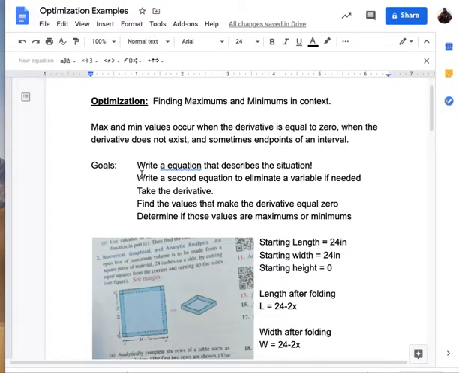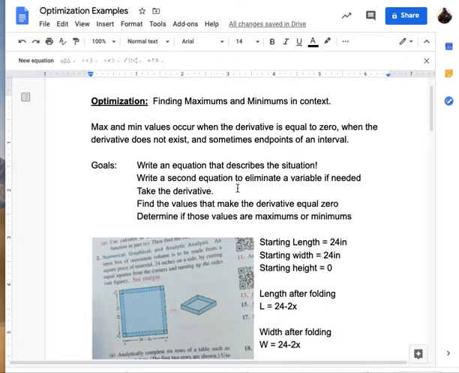So we have some goals. The first thing we have to do is we have to write an equation. It's telling me I'm wrong here. There we go. An equation that describes the situation we're talking about. So we got to identify if we're talking about a profit or we're talking about a volume. Whatever we're talking about optimize, we've got to write an equation for that scenario.